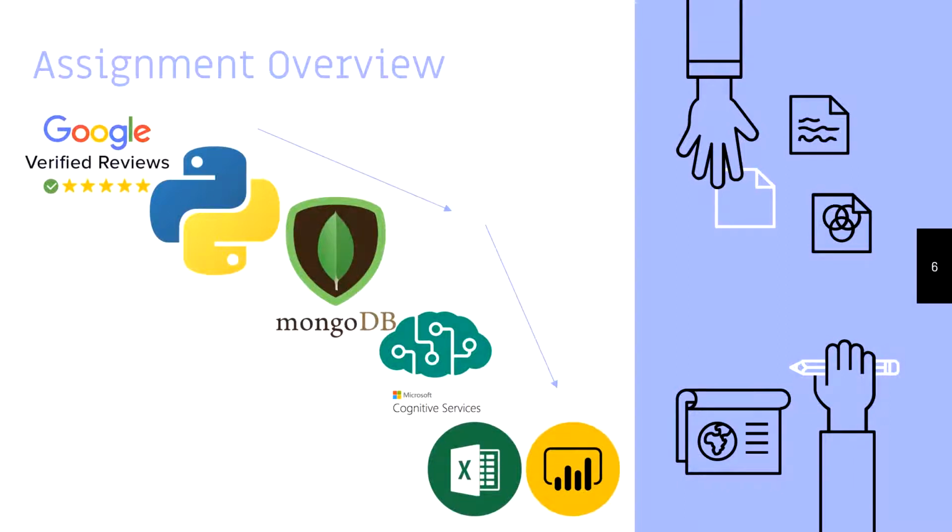So our reviews came from Google verified reviews. We've done web scraping with Python. We have stored that in MongoDB along with Azure Cognitive Services. Our data was then scraped with Excel, and then that is used with Power BI.